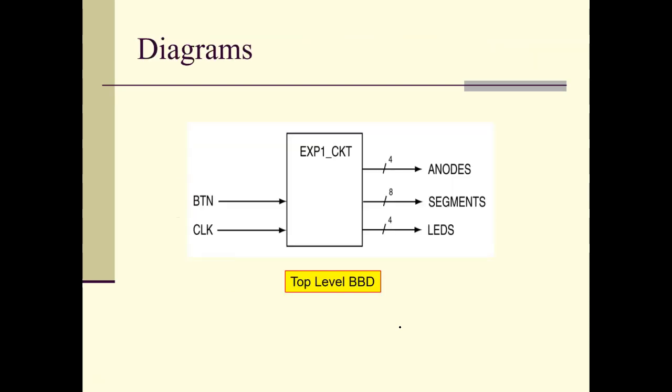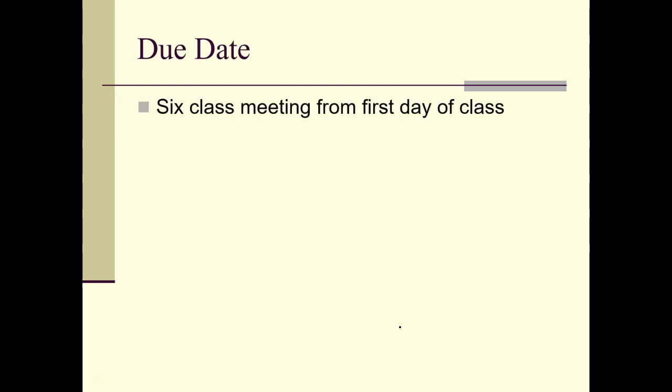This is the top level module. What you can see here is a button and a clock input. The clock just runs everything. The button is kind of the go signal for this circuit. The circuit does have 4 LED outputs, which are going to indicate the RAM address. And segments and anodes are used to drive the 7-segment display. And that is it, folks.